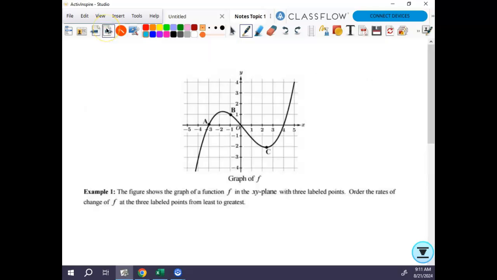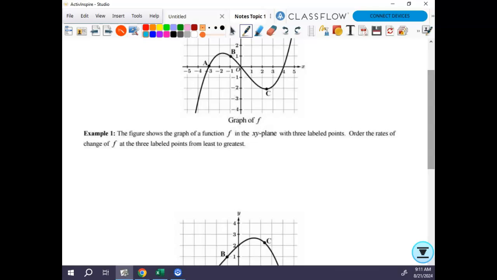All right, flip it over. The figure shows the graph of the function f in the xy plane with 3 labeled points. We're going to order the rates of change of f at the 3 labeled points from least to greatest. I'm also asking you on the assignment to draw in the little tangent lines, so let's go ahead and do that. And remember, if you don't actually touch it, like I didn't just then, get close enough, it's fine. They don't have to be perfect. It still has the same idea. Sometimes it's hard to get it just through one point, and especially with these pens, I can't always aim right.